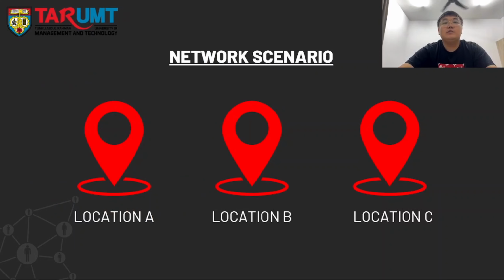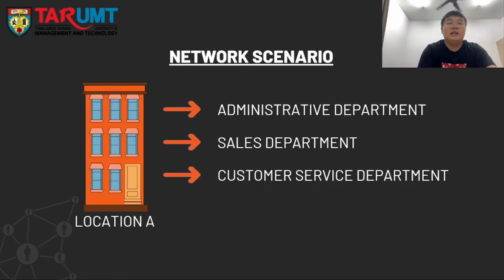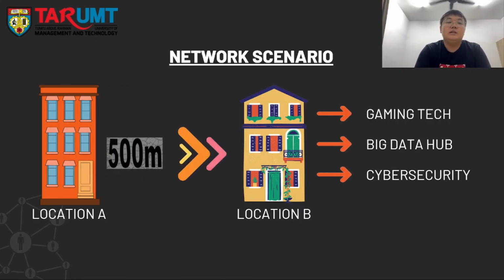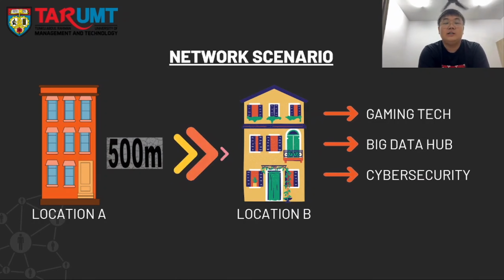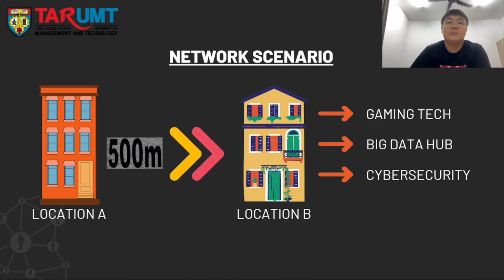So, for the network scenario, we have 3 locations: location A, location B, and location C. Location A has 3 departments and 3 levels, and each level has 1 department. The second level is the administrative department, the first level is the sales department, and the ground floor is the customer service department. Location B is 500 meters from location A. There are also 3 departments in that building: gaming tech, big data hub, and cyber security.